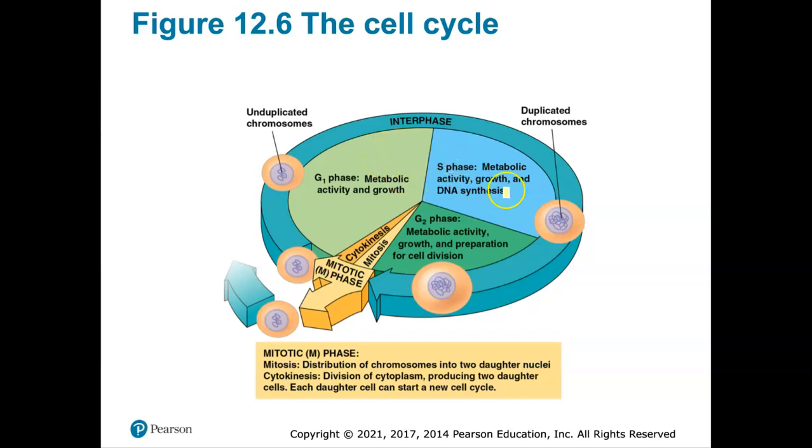Then the S phase is when DNA replicates, so it's DNA synthesis. It's when the single chromosome becomes two sister chromatids. And in the G2 phase, a lot of different things happen, but the cell is preparing to divide. One of the things it does is it starts to produce those microtubules called spindle fibers that are going to attach to the sister chromatids and pull them apart.